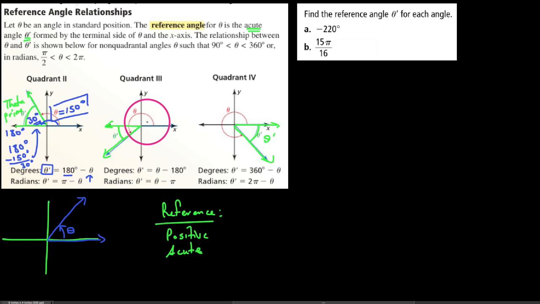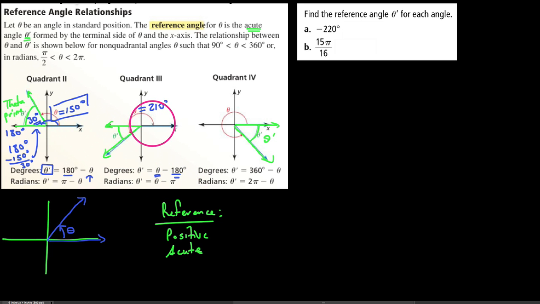Now for something over here, let's say our original theta is a 210-degree angle. Then the reference angle is this leftover right here, but you could see that if we were to take 180 minus 210, that's not going to leave us with this inner angle right here. So what our tack is in this case is to actually take the angle we're given and subtract off 180.